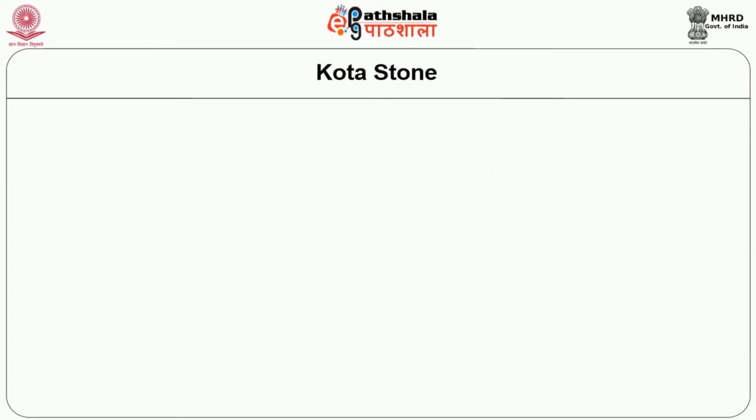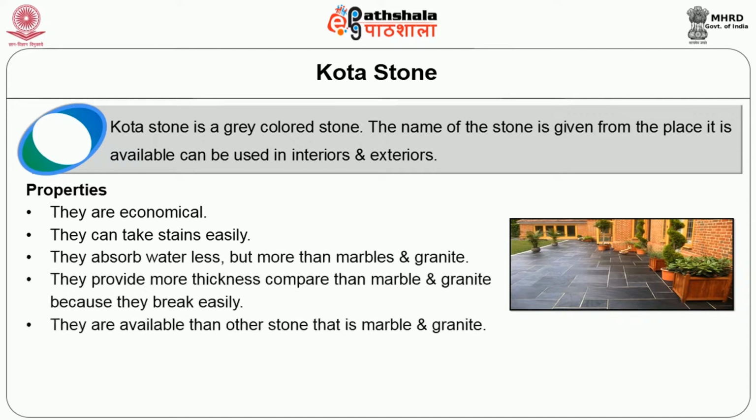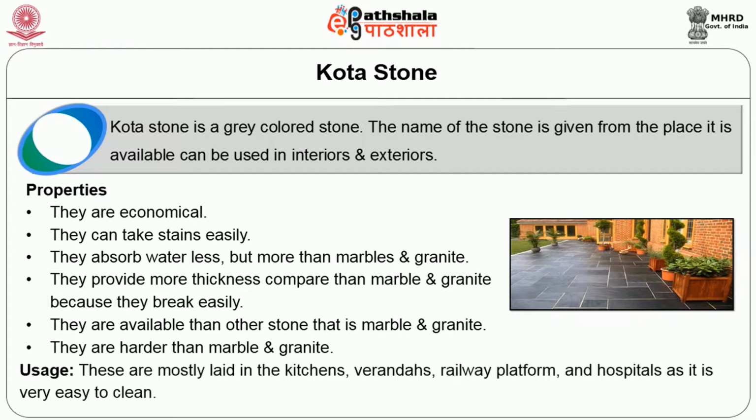The next one would be Kota stone, which is a grey stone, and the name is given from the place where it is available. This stone can be used for interior and exterior. The properties of this material: it is economical, does not take stains easily, absorbs less water, and is thicker compared to marble and granite because it breaks easily. It is also harder than marble and granite. These are mostly laid in kitchens, verandas, railway platforms and hospitals, as they are very easy to clean.